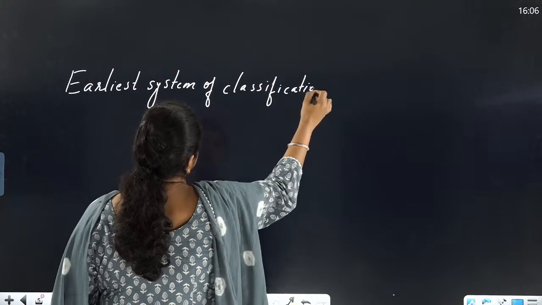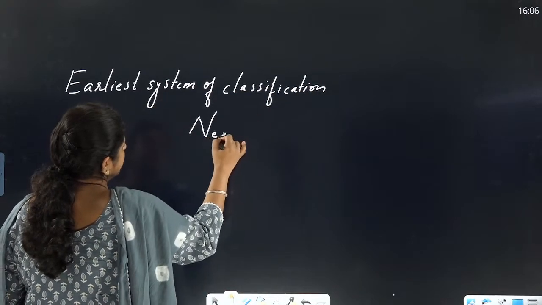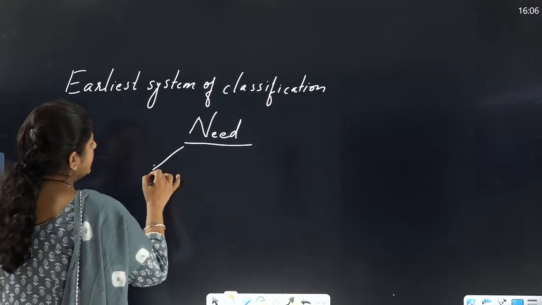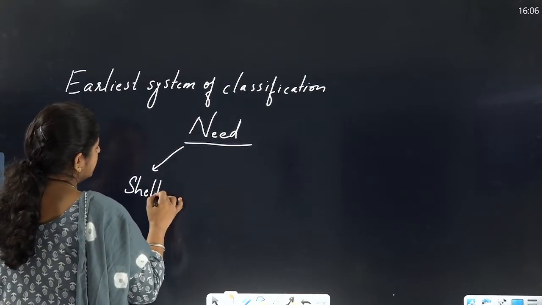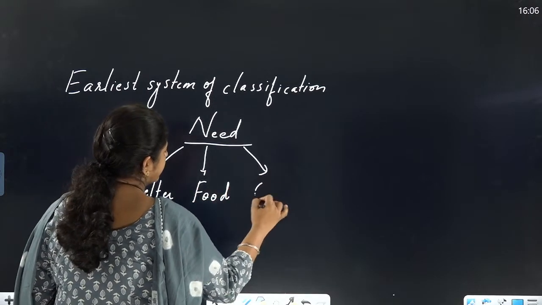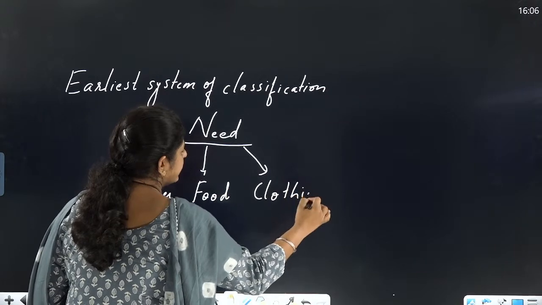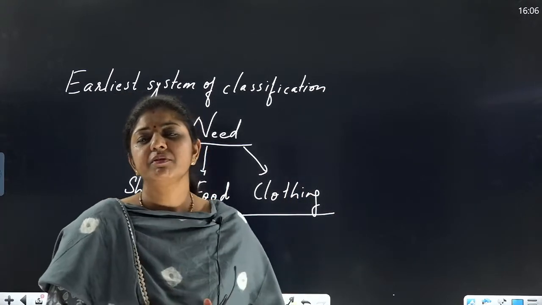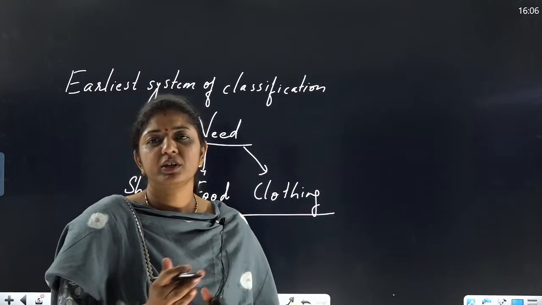That started based on the need of the living organism. Based on what thing? Need. What need they will show? Like shelter, even for food, even for clothing, right? Like early men were there, they were classifying. When they started becoming civilized, they started classifying the living organism based on these criteria.